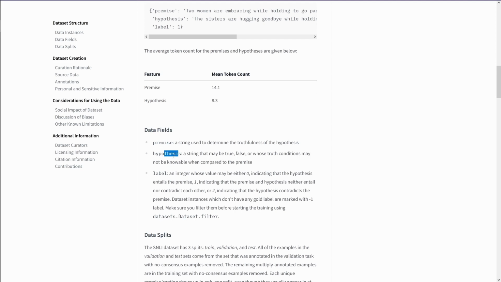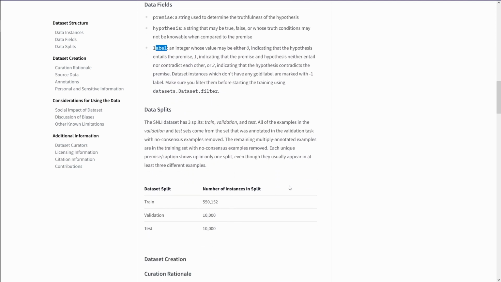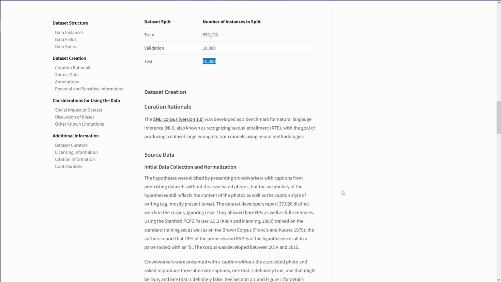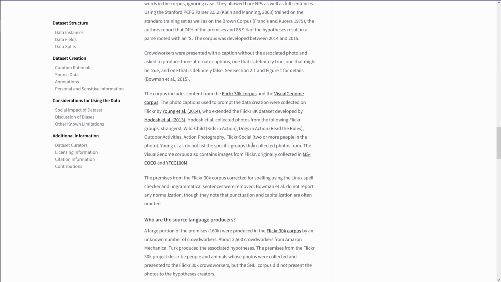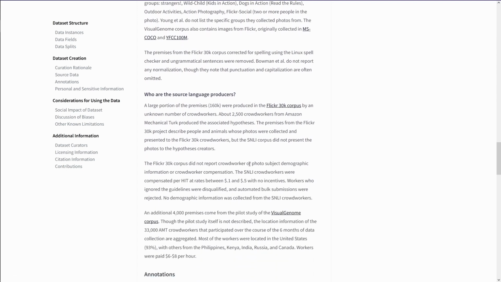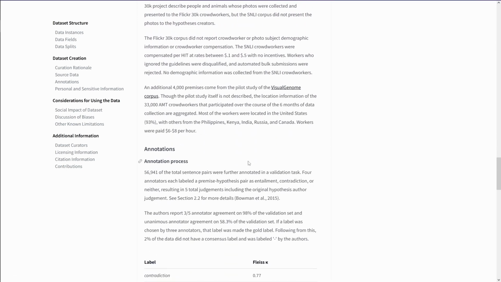You have the premise, you have the hypothesis, you have the label, you have the splits. Yeah, the size, of course. You have a training data set, you have a validation data set, and you have a test data set already prepared for you. You see the biggest, of course, is the training data set, and then you have 10,000 sentence pairs for a validation, and then you have 10,000 sentence pairs for a test data set. It includes content from the Flickr corpus, the visual genome corpus. Language producers, annotations.